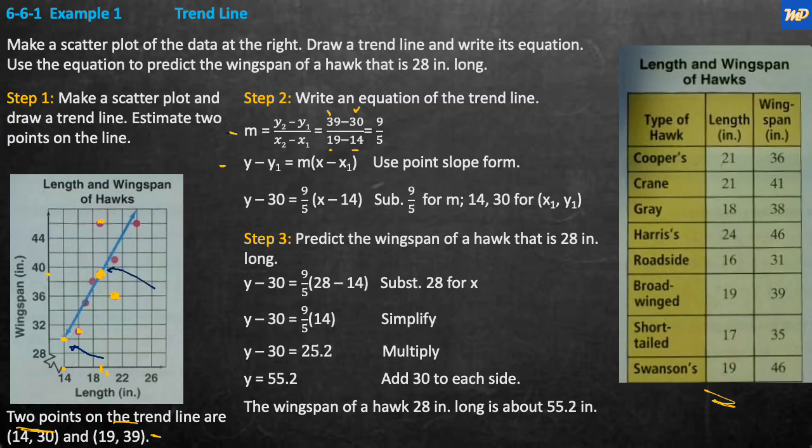So now that we have that, everything's in. We've done all the substitution here. y minus 30 is equal to 9/5 times x minus 14. Okay. So then step 3, predict the wingspan of the hawk that is 28 inches. Okay, this is going to be interesting because now here's a bunch of data for hawks.